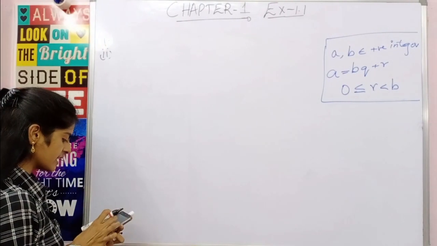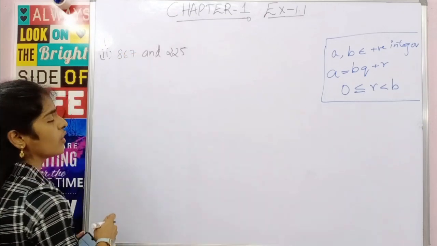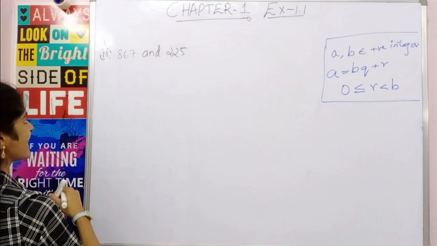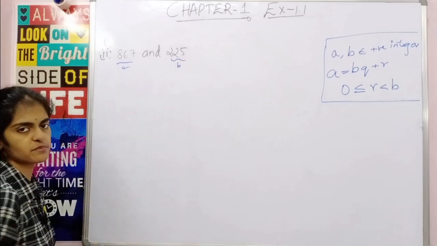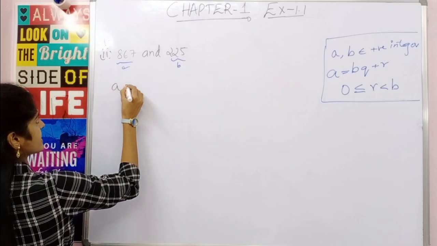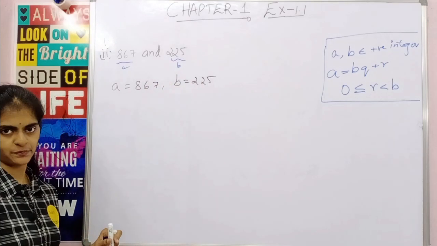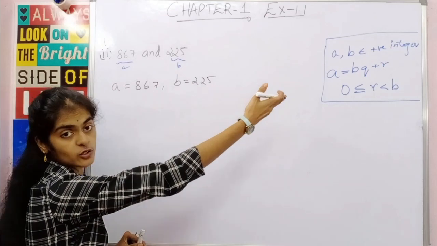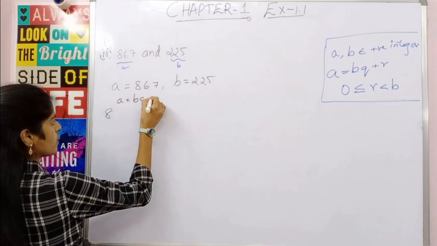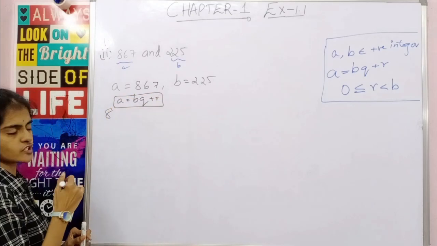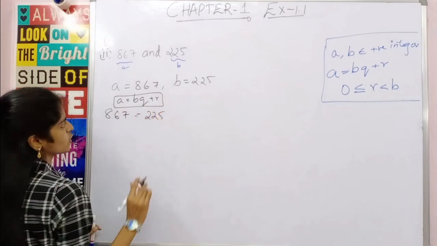So let us take another problem. Here you have 867 and 225. Which is a bigger number? As you can see, 867 is the bigger number, so you will take it as A, and the smaller number you will take as B. So A is 867, B is 225. Now let us write it in Euclid's division form: A is equal to BQ plus R. So here 867 is equal to 225 times a quotient plus a remainder, and you don't know the quotient and remainder.